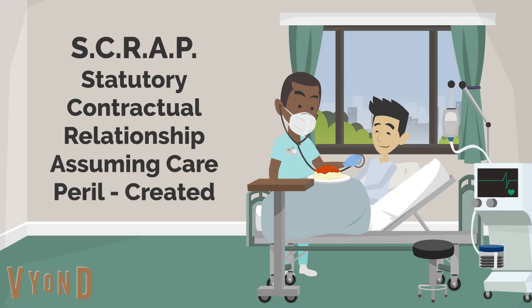The A is for an assumption of care. This is a situation where a person begins to render care but then fails to continue the duty that was assumed. Finally, P is for peril. If the defendant was the one who put the victim in peril, they have a legal duty to render aid.